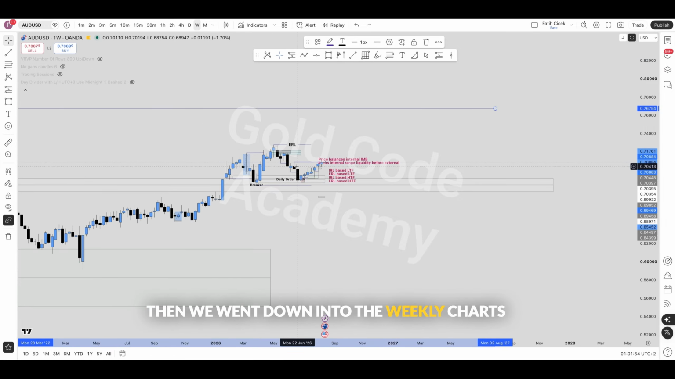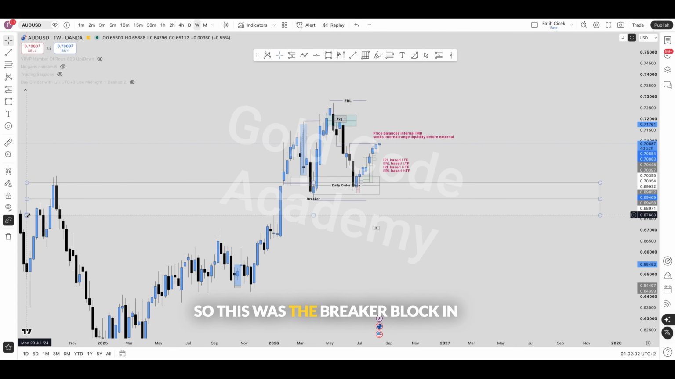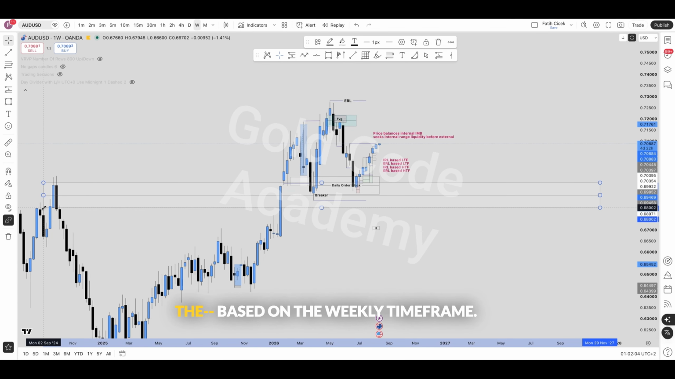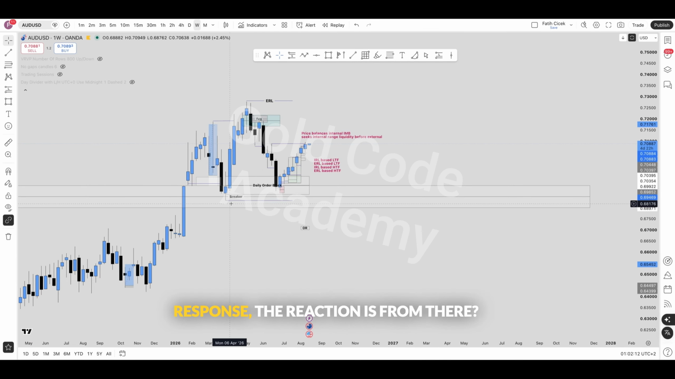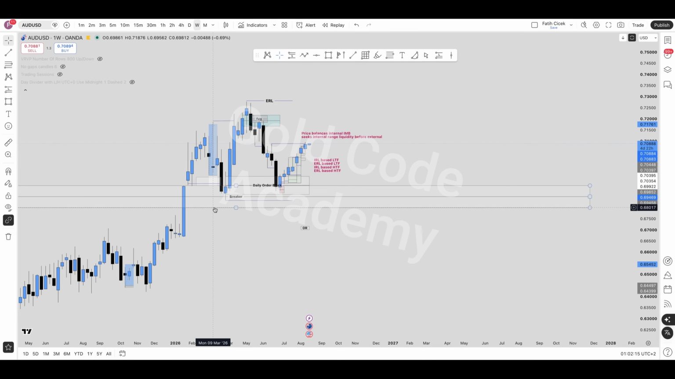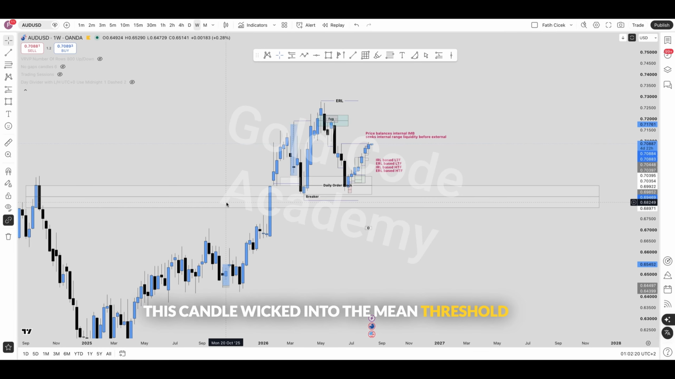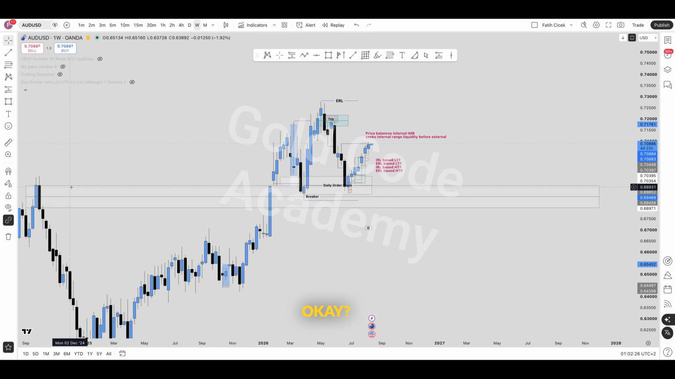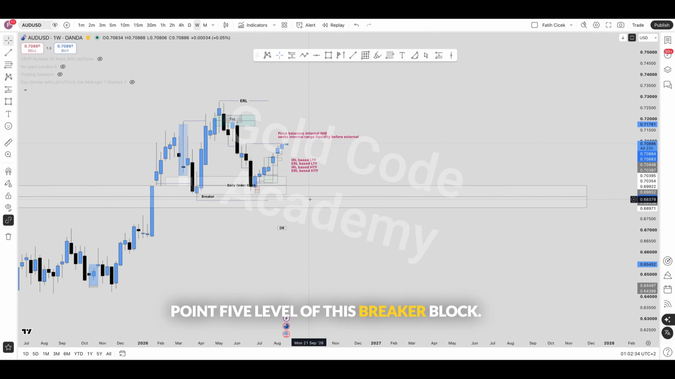Then we went down into the weekly charts and we saw price action in more detail. So this was the breaker block based on the weekly time frame. We take the body of the weekly candle, and do you see how dynamic the reaction is from there? This candle wicked into the mean threshold of this breaker and then closed above it, okay? It closed above the mean threshold of this breaker block, the 0.5 level of this breaker block.